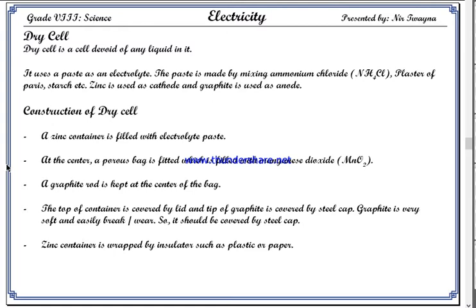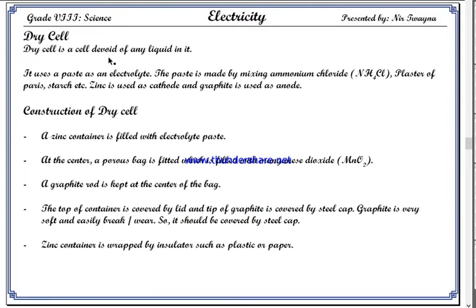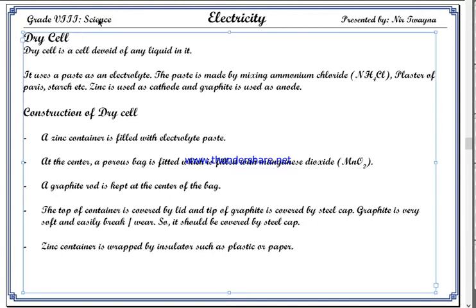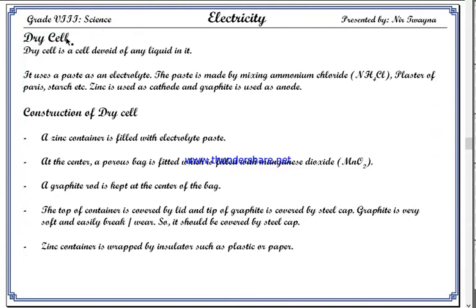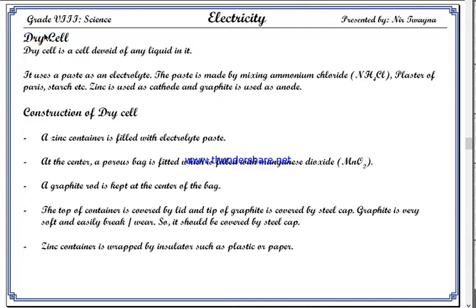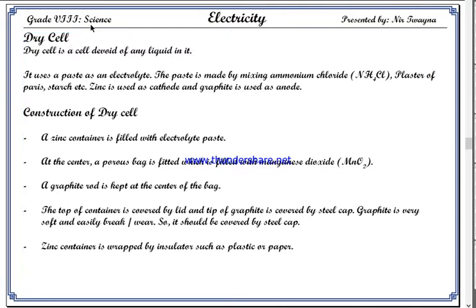Today we are going to discuss about dry cell. Well, dry cell you all have seen. Yes, you all know about dry cell, isn't it? Well, cell means it converts chemical energy into electrical energy, and dry refers to the devoid of any liquid. Dry cell means it does not contain any liquid.